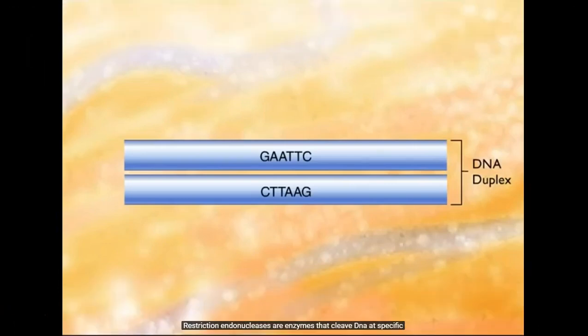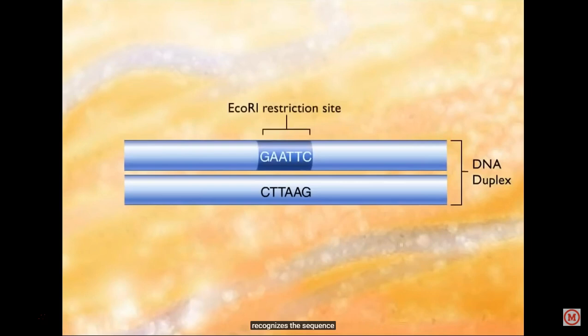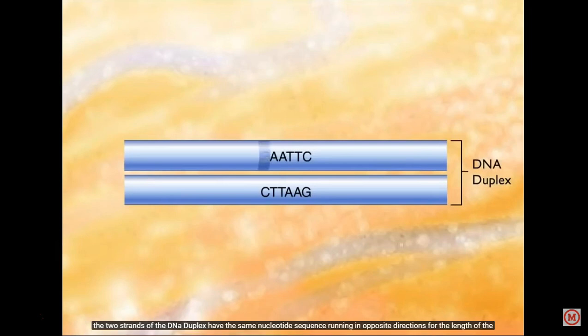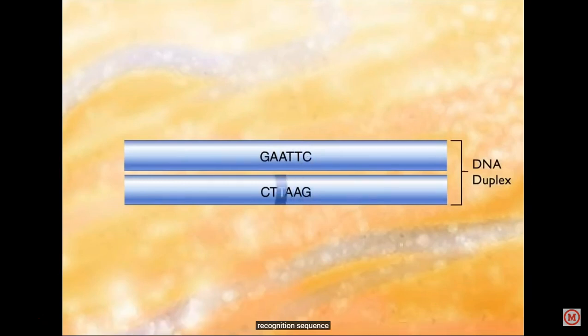Restriction endonucleases are enzymes that cleave DNA at specific nucleotide sequences. The sequence recognized is often 4 to 6 nucleotides long. For example, the restriction endonuclease EcoR1 recognizes the sequence GAATTC. The nucleotides at one end of the recognition sequence are often complementary to those at the other end. The two strands of the DNA duplex have the same nucleotide sequence running in opposite directions for the length of the recognition sequence.